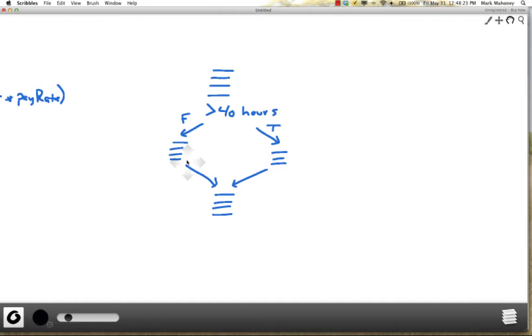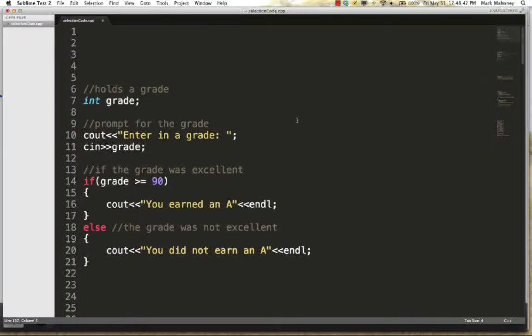Okay, so the way this works in code is that we, the programmer, make an assertion in code, and we let the computer determine if that assertion is true or false. If the assertion is true, one block of code is going to be executed. If it turns out to be false, then another block of code is executed. So I can show you an example here.